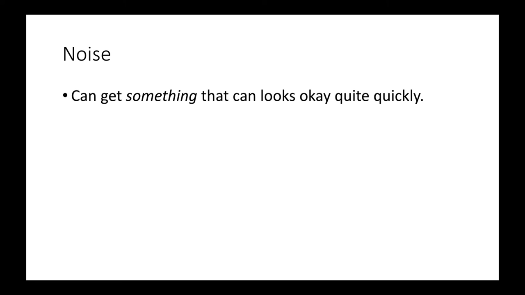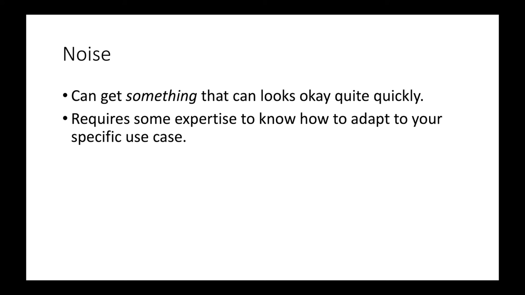You can get something that looks okay quite quickly. It does require some expertise to know how to adapt your specific use case. So I had to use the fact that I sort of knew how Perlin noise worked and that specific implementation in Unity to know, okay, how do I shift the values that I'm calling from to be able to get something that looks good, right? How to scale these values to fit my specific use case and how to use it to be able to, you know, get the colors to look right.